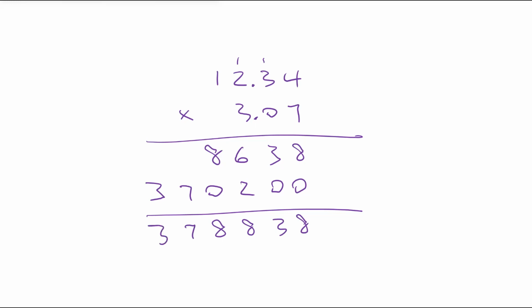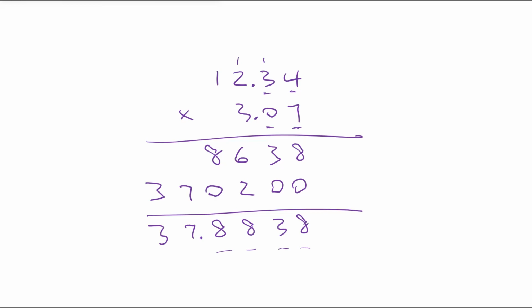Now what number do we actually have? Well, we look back to the question, how many decimal places? I see 1, 2, 3. There are a total of 4 decimal places in the question. So our answer has 1, 2, 3, 4 decimal places, which means the decimal is right here. So 12.34 times 3.07 is equal to 37.8838. Decimals, not a problem. We just count how many decimal places in the question and put that many decimal places into the answer.